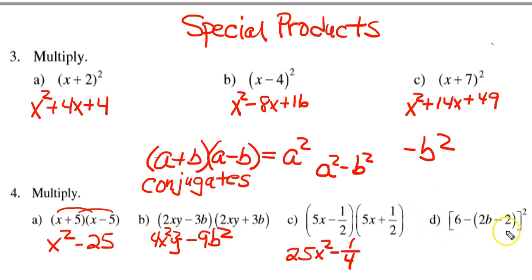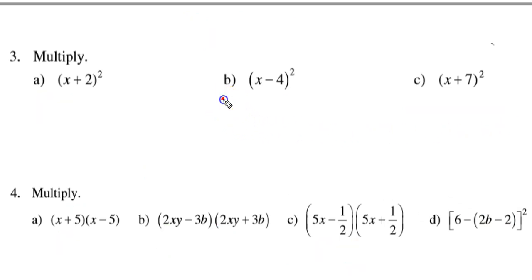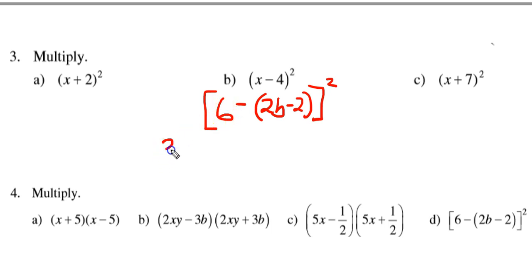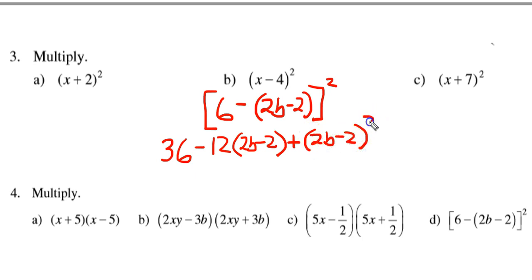Now, this one's a little different, so I'm going to clear this up and show it to you in some detail. So here, if you remember, let me write it out for you. 6 minus, in parentheses, 2b minus 2, parentheses, the quantity squared. So we're going to square this, and that'll give me 36. We're going to multiply these two together, and it's a negative, so it'd be a negative 6 times this that we have to double. So it becomes a negative 12 times this. And then we square this, which will be 2b minus 2, the quantity squared.